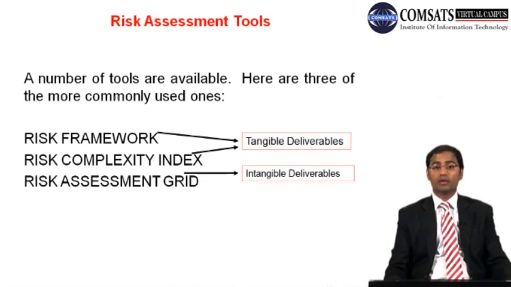But then it comes to imparting education to a group of people, or eradicating or reducing the poverty level in a community. These are quite subjective goals and objectives, so these are intangible deliverables. For intangible deliverables we use risk assessment grades, and for tangible deliverables we use the risk complexity index.